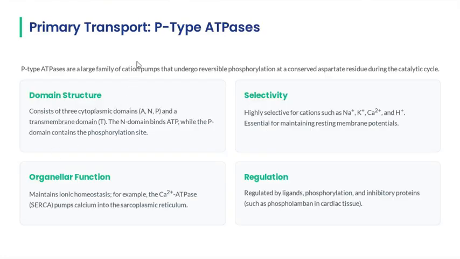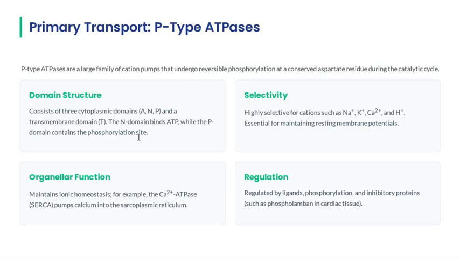So primary transport, or the P-type ATPases, are a large family of cation pumps that undergo reversible phosphorylation at a conserved aspartate residue during the catalytic cycle. So we have four different ideas we need to know of. Domain structure, which contains three cytoplasmic domains, A, N, and P, and a transmembrane domain of T. The N domain binds ATP, while the P domain contains the phosphorylation site.